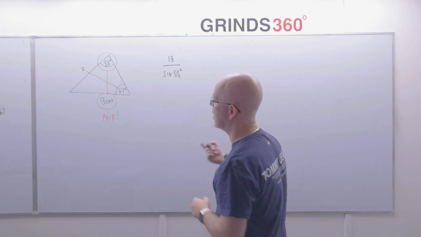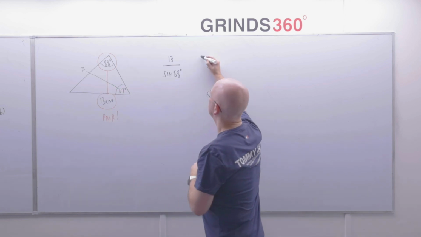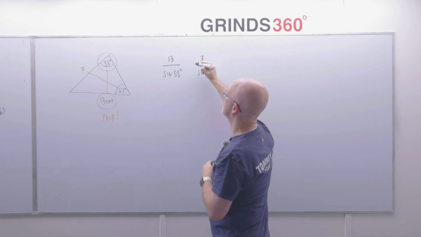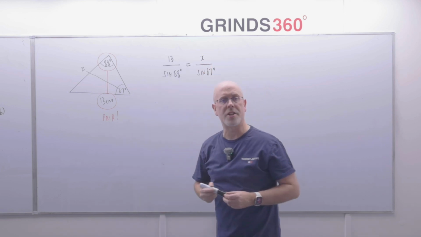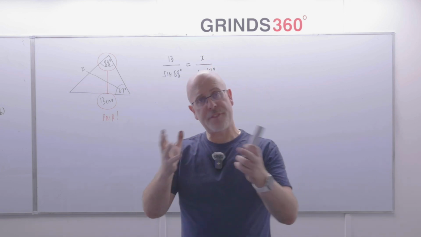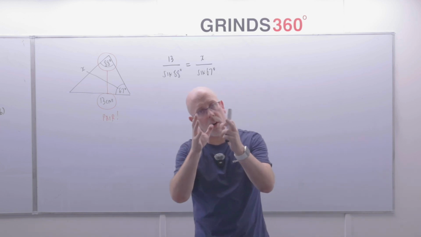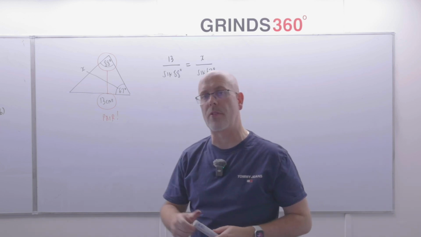That's what your sine rule is. So in this case, the side is x. So it's x over sine 67. And the sine rule just tells you that those two fractions are equal. So identify pairs, write the pairs as fractions with the sides on top, and then put those fractions equal. That's how we use the sine rule.